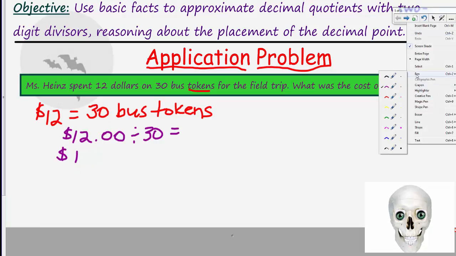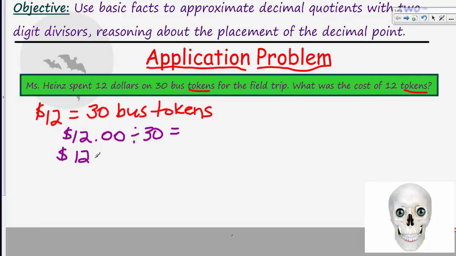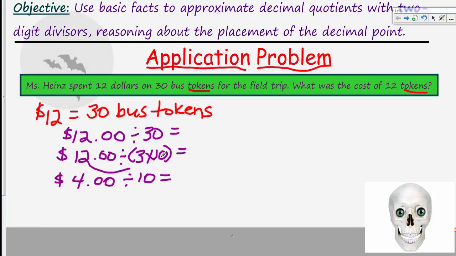All right, so we're going to put our 12, and then I'm going to divide this by, you guessed it, the 3 times 10, because that's what 30 is. Now you can see we have some friendly facts there. $12 divided by 3 would be $4, right? And that's going to be 4. Then we're going to divide that $4 by 10, because that's what we have left here. Remember, it's not times 10 here. We divided by the 3, and we need to divide by the 10 as well, giving us just a measly 40 cents a token because we moved the decimal place one place that way.